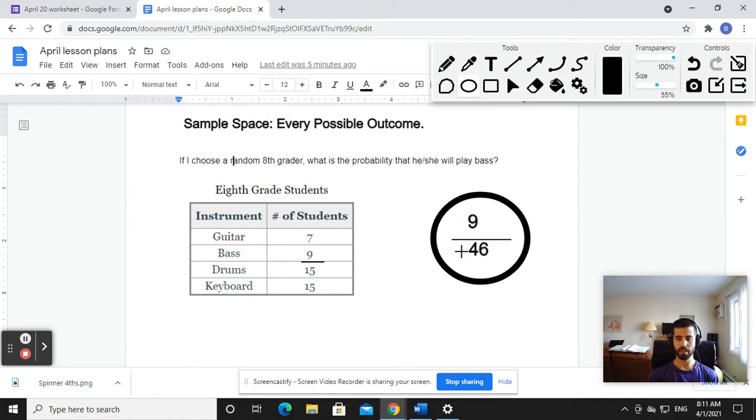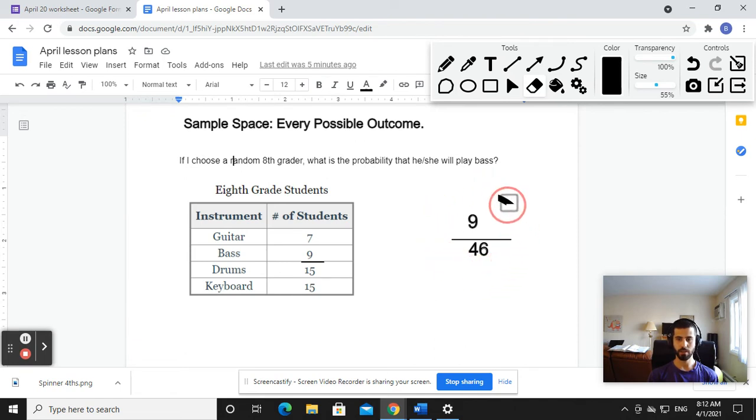So all the students on the bottom, all the outcomes, the sample space on the bottom, and the specific outcome or the specific thing they're asking about goes on top. All right, so let's try another.